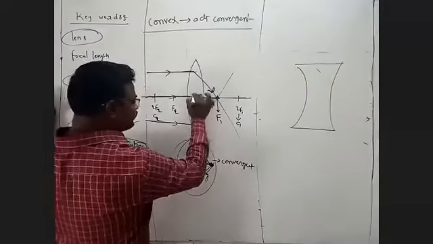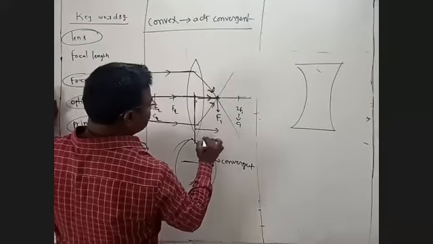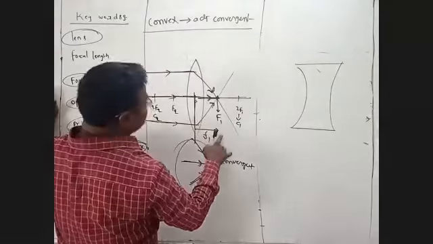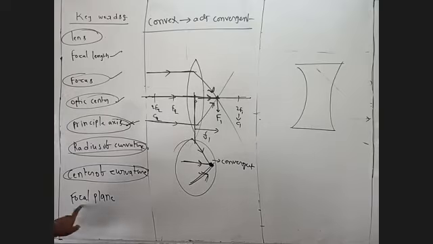The distance from the optic center, from here to here, to the focus is the focal length. What is the focal length? I'm going to explain it.